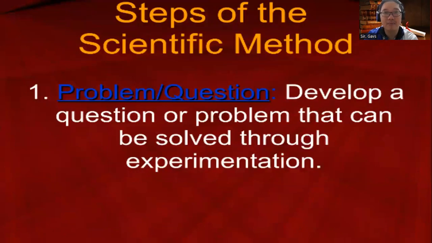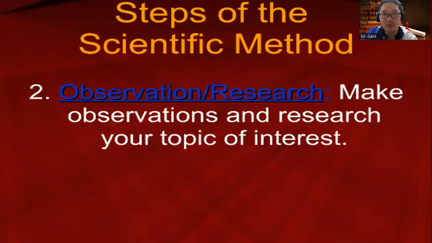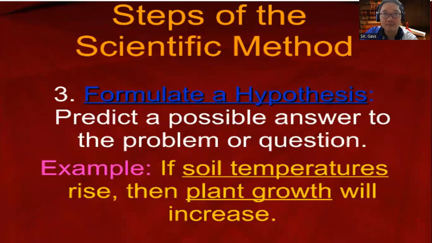First, let's discuss problem or question. It is a development of a question or a problem that can be solved through experimentation. So after you formulate your hypothesis. Next, we have the observation or research. This is about your problem. Make observations and research of your topic of interest when you are conducting your research.